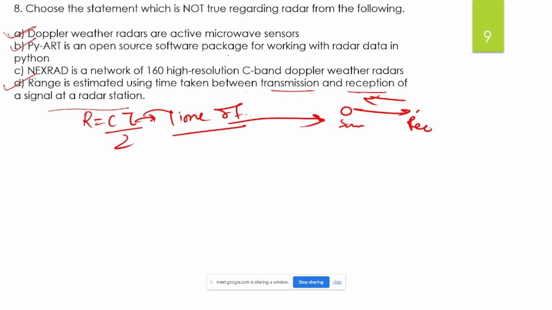Next, the network of 160 high resolution C band Doppler weather radars. So here it is not C band, it is S band. So this is not correct. So this will be the answer.